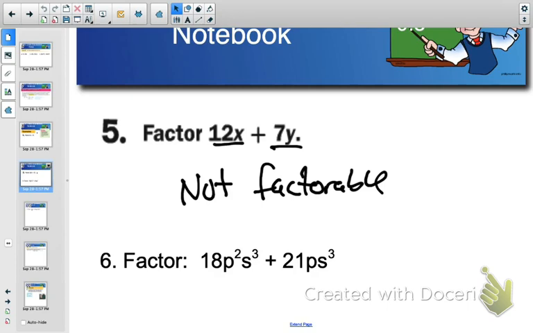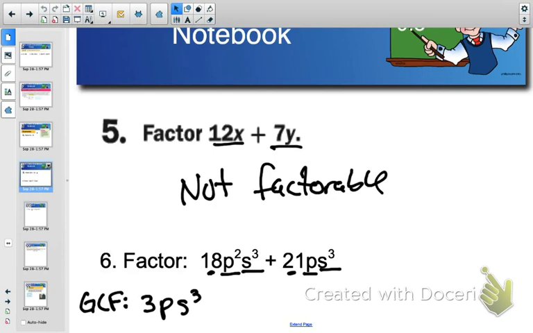This one, 18 and 21. Well, I know that 3 is going to go into both of those because this is 3 times 6 and this one is 3 times 7. So my GCF is going to be 3. How many p's do they have in common? This one has 2, this one has 1. So there's 1 in common. This one has 3 s's, this one also has 3 s's, so s to the third. Okay, so that's the GCF.